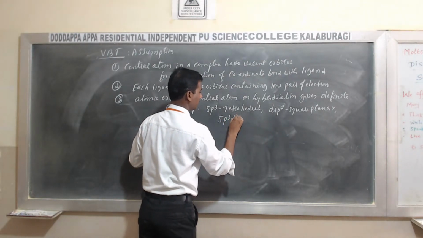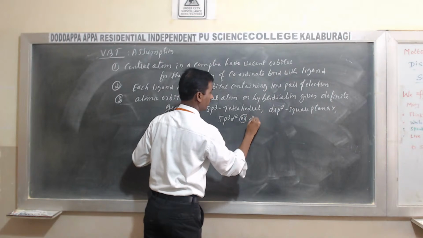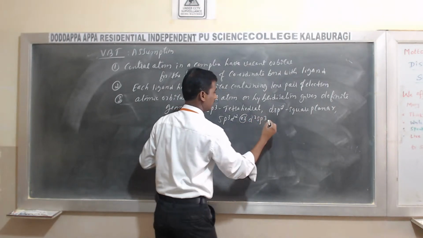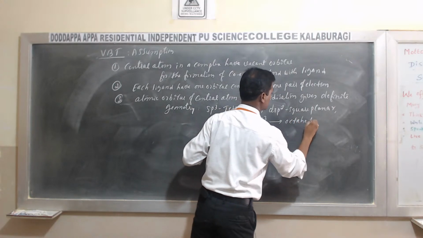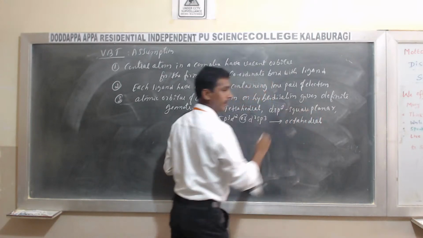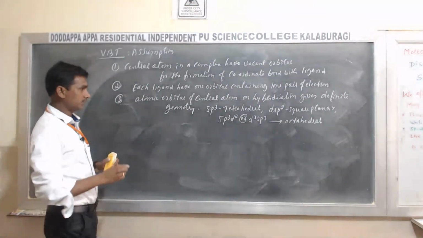sp3d2 or d2sp3, it is what? Octahedral. This is what, everybody? Octahedral. Is it correct or not here?